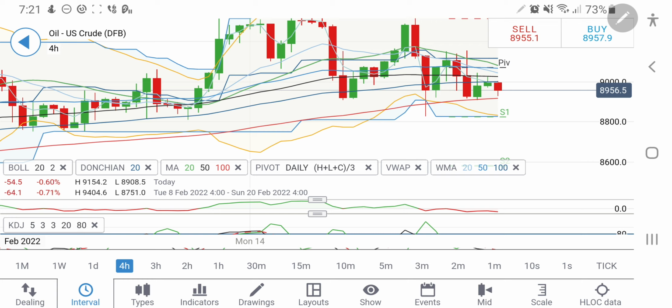88.5, 8800, and 87.8. Below that it may correct till 8700 levels. Also take your positions accordingly.